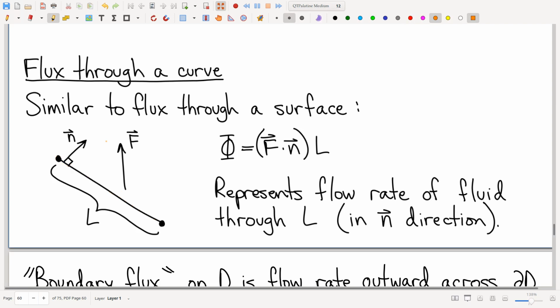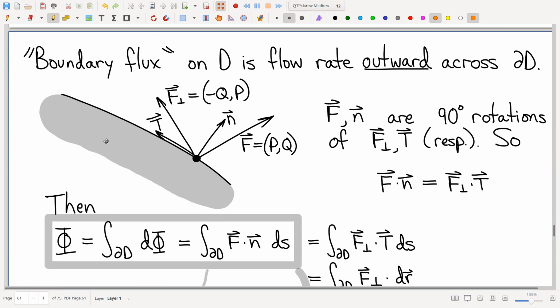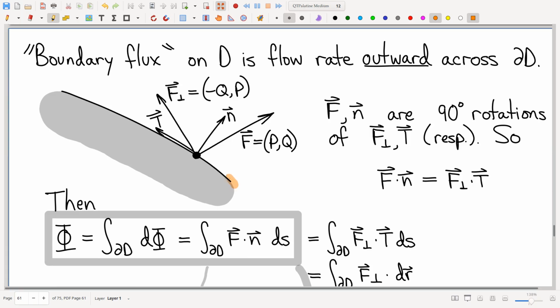Let's ask the harder question now. What if I have not only something that isn't straight, but an entire boundary curve of some region? How would we compute boundary flux through that entire boundary? That's what we're going to try to address now.